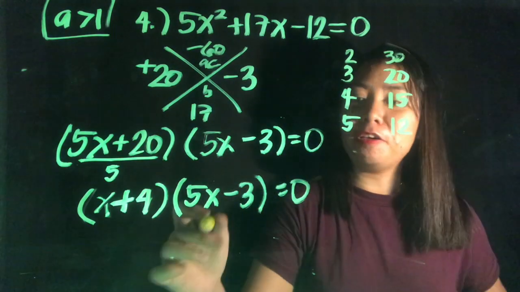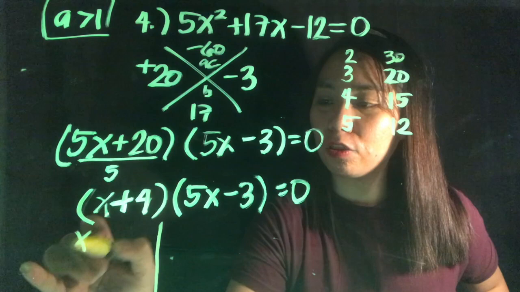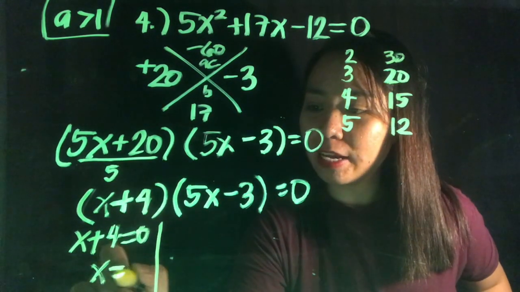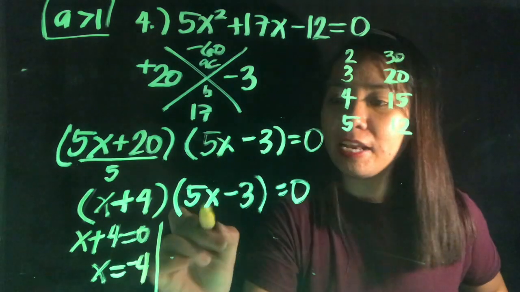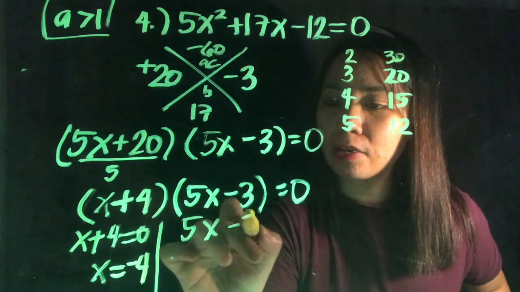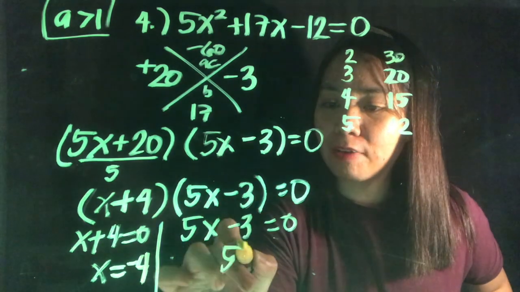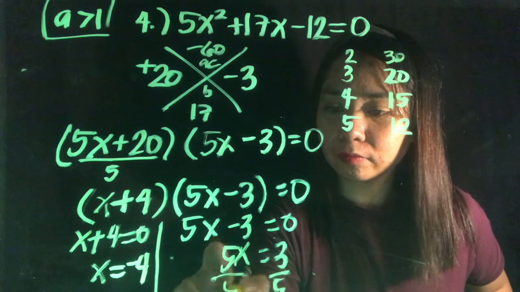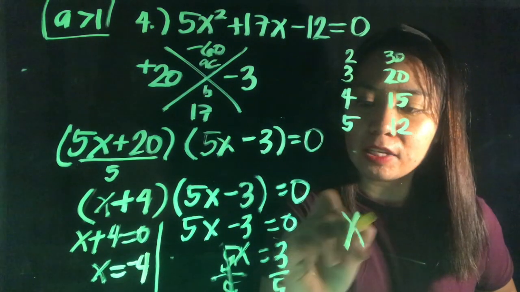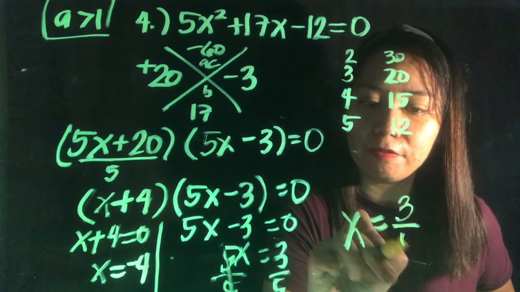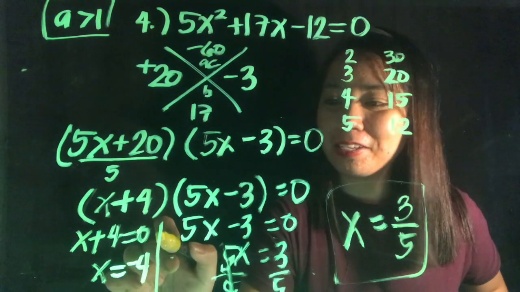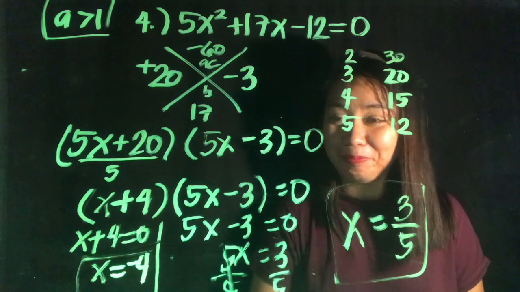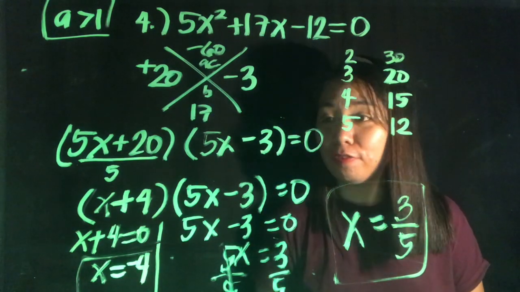So when we get the values of x, equate both to 0, so we have here x equals negative 4, and sa kabila naman, 5x minus 3 equals 0. That is 5x equals 3. Divide both by 5. You now have x equals 3/5. So, ito na po yung dalawang sagot natin. Yan. Mukha po bang mahirap? That's another way of solving your problem.